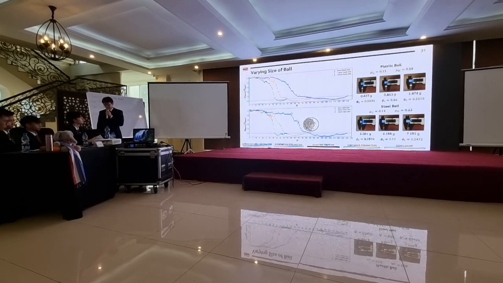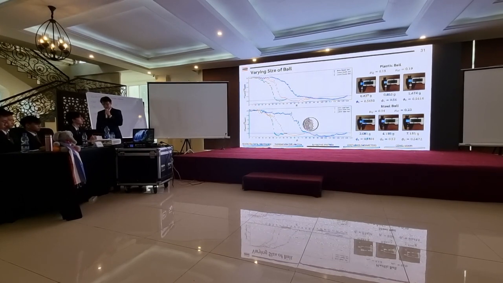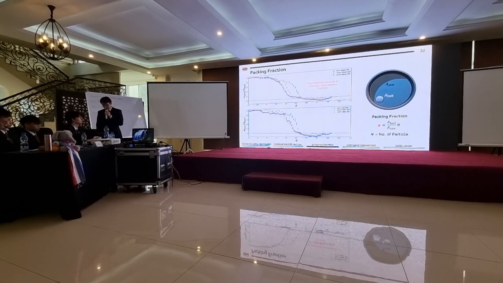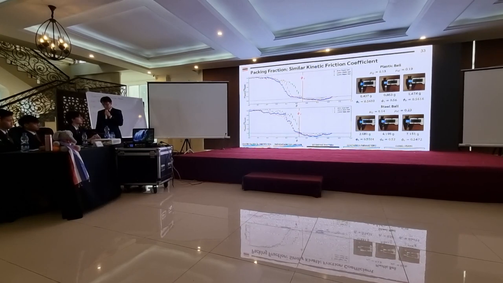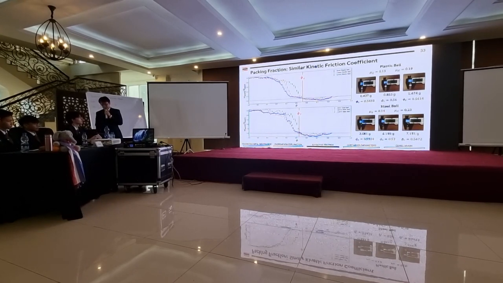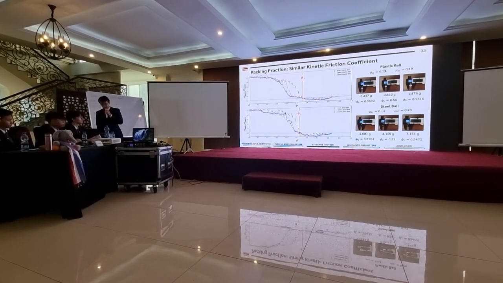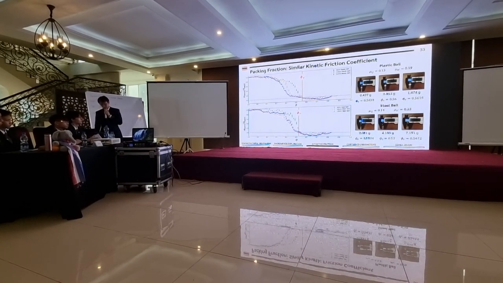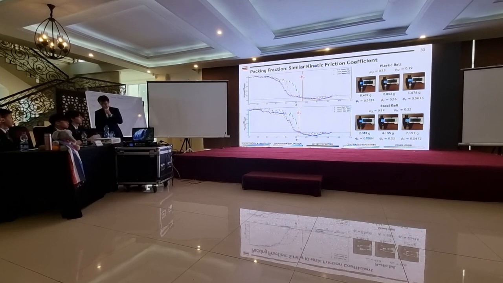For the first experiment, we use a plastic steel ball with varying size, and the transition to counter-rotation occurs at different numbers of balls. However, if we plot the experimental data using the packing pressure as our x-axis, we found that all the transition points now occur at roughly the same place. However, for the steel ball, it required less packing pressure to make a transition to counter-rotation. We will be discussing this later.